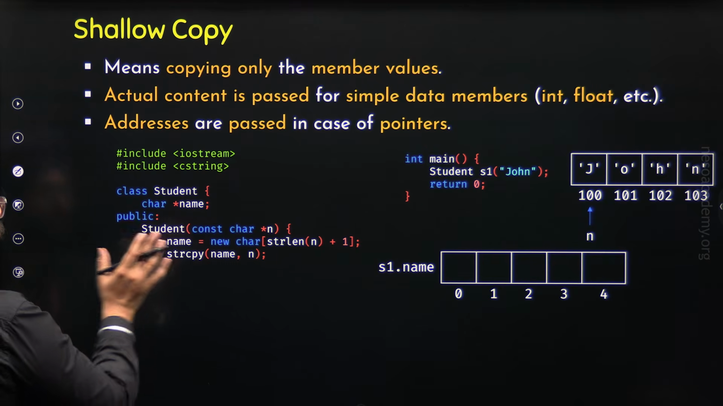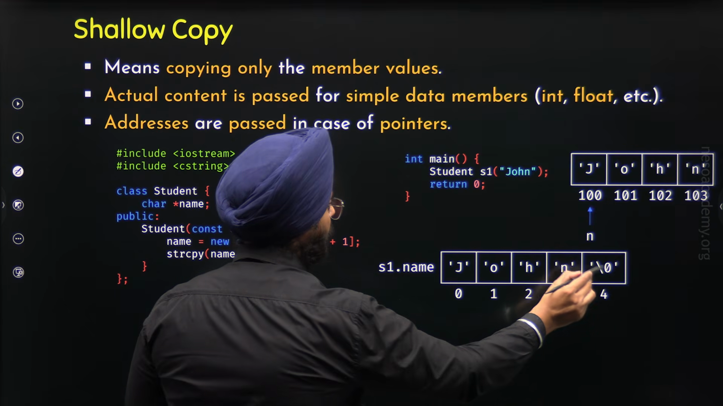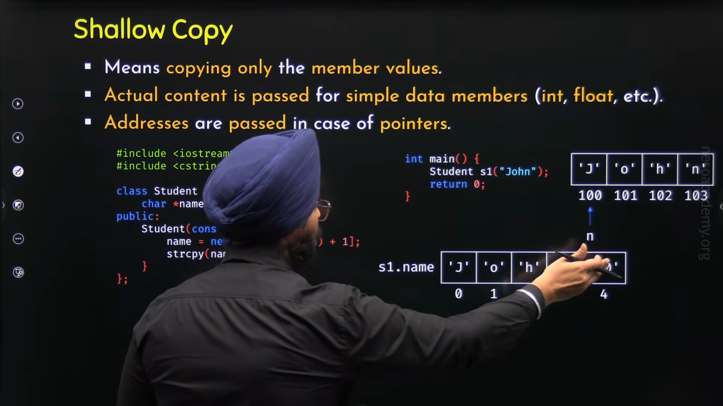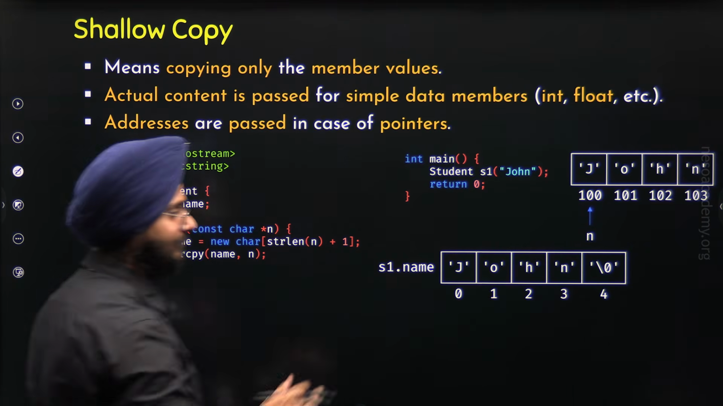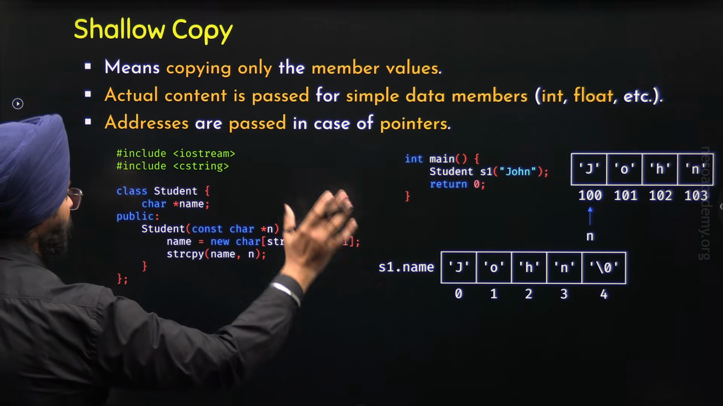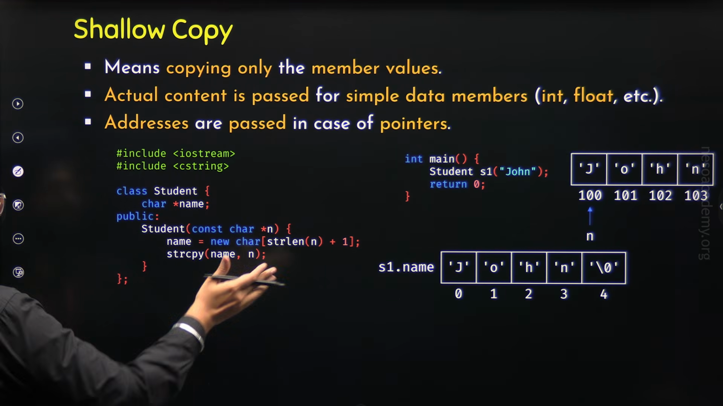Now we know after execution of this code, we will get this string over here in this array along with \0, which is automatically added at the end. We do not have to add this \0. This represents the null character. So this is how our array looks like. This array is situated in the heap memory. So this is the dynamic array.